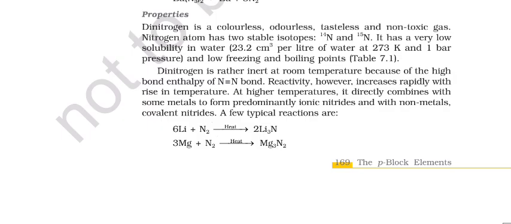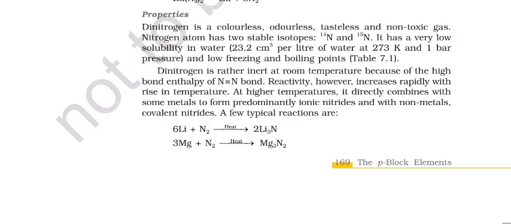Properties. Dinitrogen is a colorless, odorless, tasteless, and non-toxic gas. Nitrogen has two stable isotopes, 14N and 15N. It has a very low solubility in water and low freezing and boiling points. Dinitrogen is rather inert at room temperature because of the high bond enthalpy of the N≡N bond. Reactivity, however, increases rapidly with the rise in temperature.